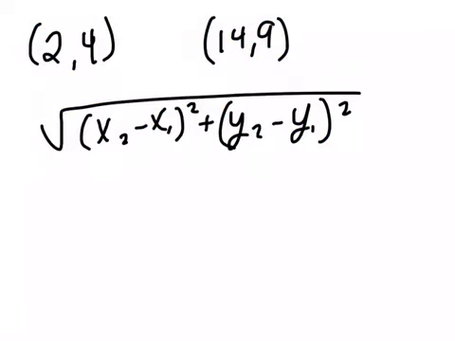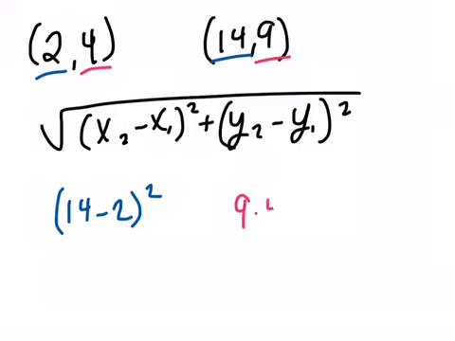Here's the 2 coordinates from that last line that we had. The way we plug it in doesn't really matter as far as which one's x2 and y2, which one's x1 and y1, as long as we're consistent with it. So we'll take our x coordinates, 14 minus 2 squared. Now we'll take the y coordinates, 9 minus 4 squared. We will be adding these together, but first we need to find the differences and then square those differences.